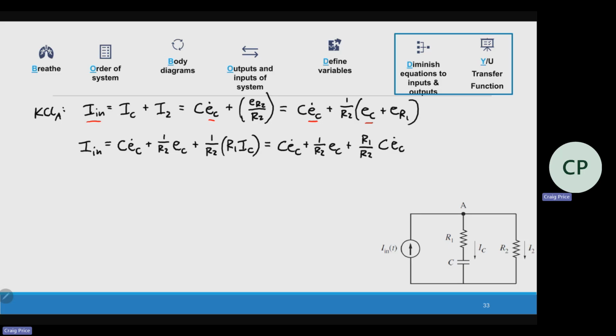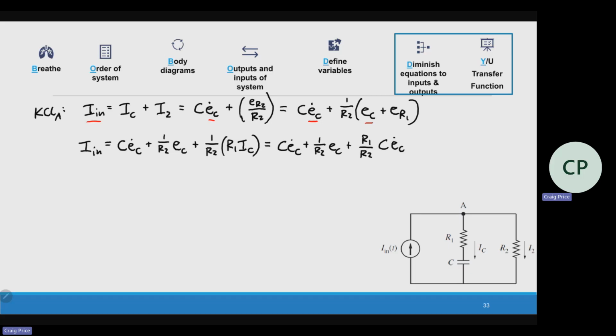So now I have all of my outputs in terms of capacitor voltage. My input is still the current, and that looks pretty good. All right, so now it comes to formatting. So we have all the outputs we like. We have the input. Formatting, just like with the mechanical, I want to have all of my terms on the same side. They're already on the same side, but I want to group up all the like terms.